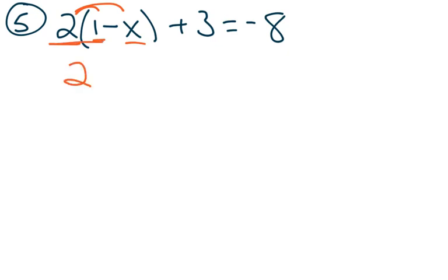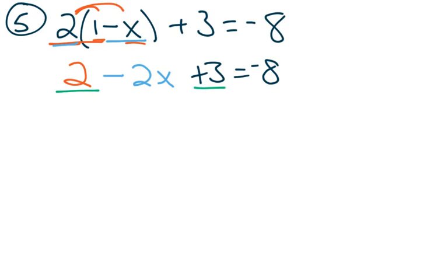And I think of this as 2 times negative x. So I've got positive times a negative, which would be a negative. 2 times x is 2x. Still have the plus 3 is equal to negative 8. Okay, are there any items on the left-hand side that we can combine? Yes, we've got the 2 and the 3.